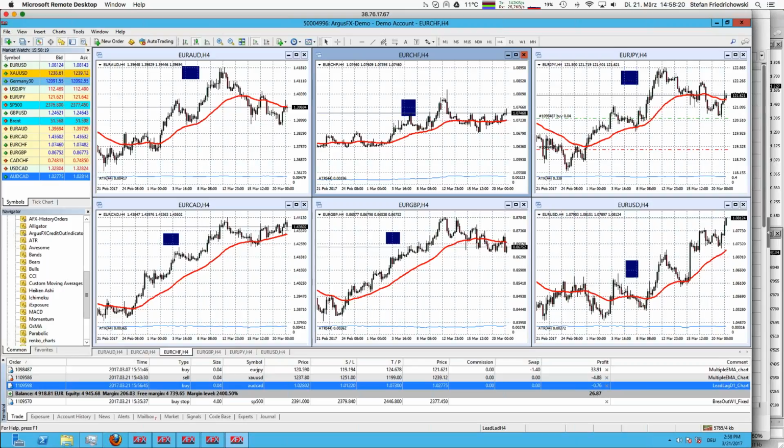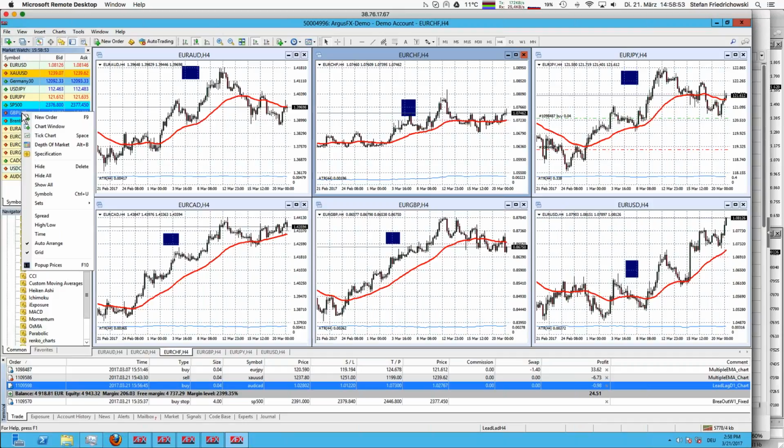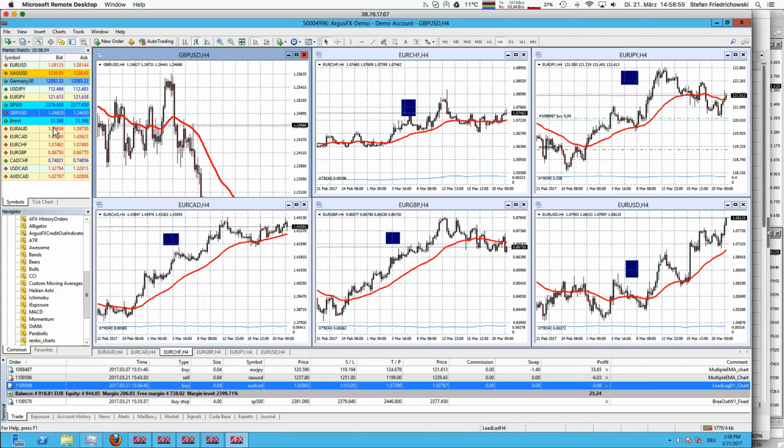But now we have to ask, what is the strongest? The strongest, so the leading, it would be clearly Euro US dollar. And do we have one with the negative sign? Yes, we have. That is Euro British pound. So the trade of choice would be British pound against US dollar. Let me open a chart for that symbol as well.